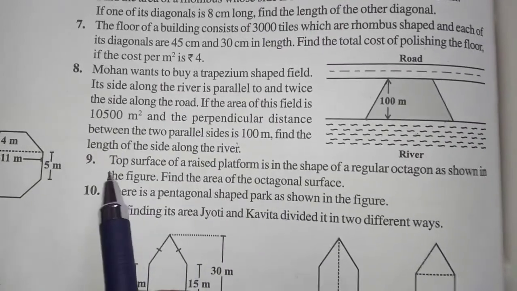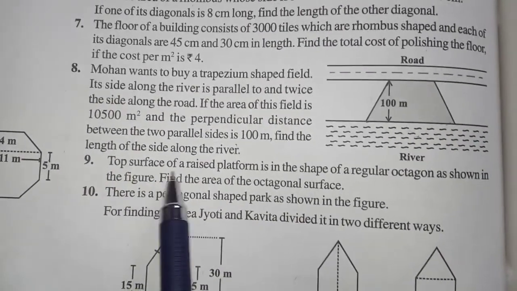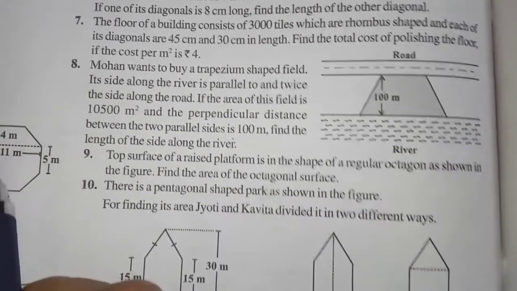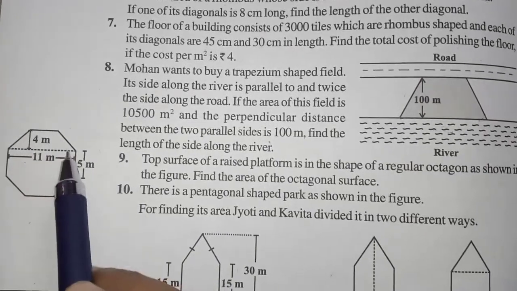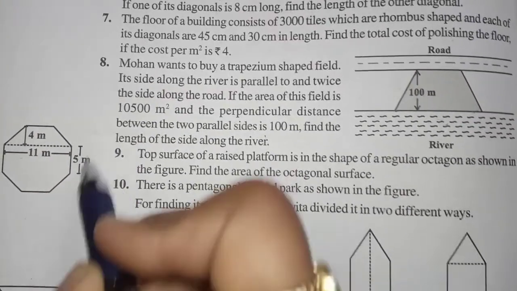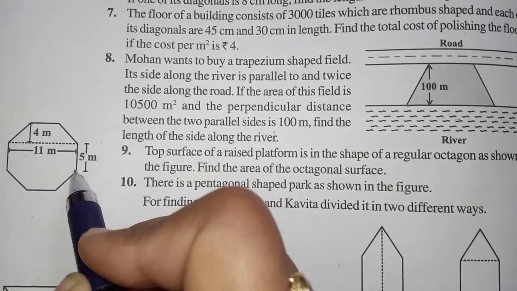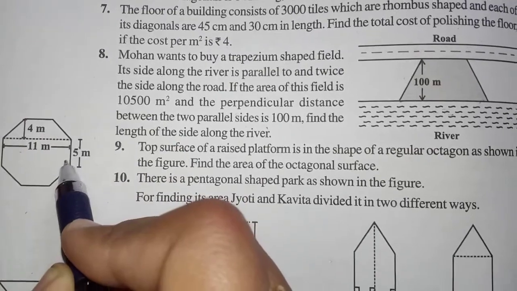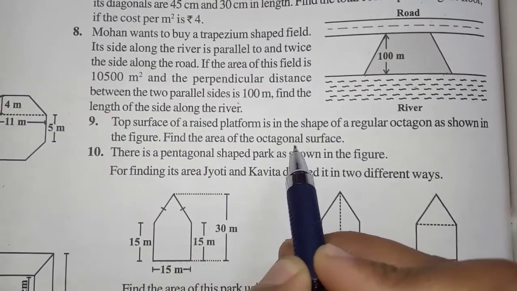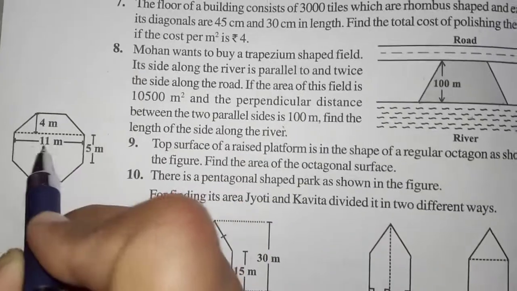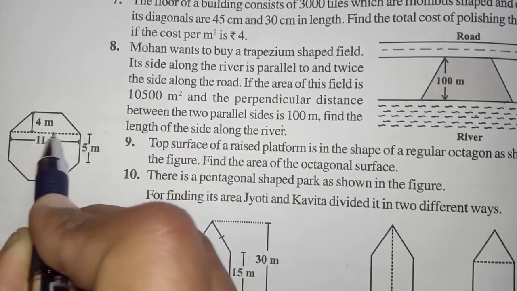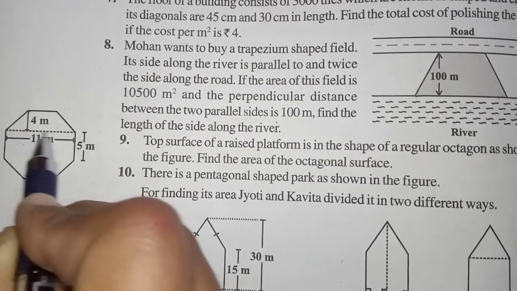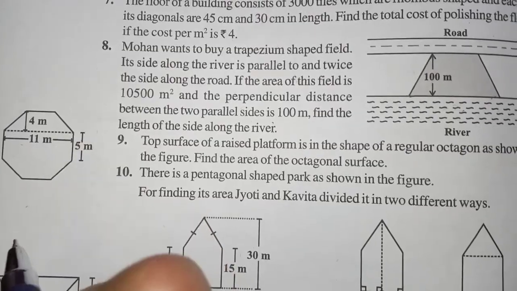Move towards question number 9, which is: top surface of a raised platform is in the shape of a regular octagon as shown in the figure. Here we have this figure. This is a regular octagon whose one side is 5 meter, already given. So it means all the sides will also be 5 meter. Then find the area of the octagonal surface. So here we can see we are given this length and this perpendicular on this line. So have a look at the solution.